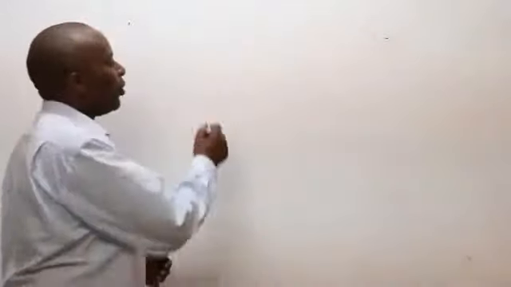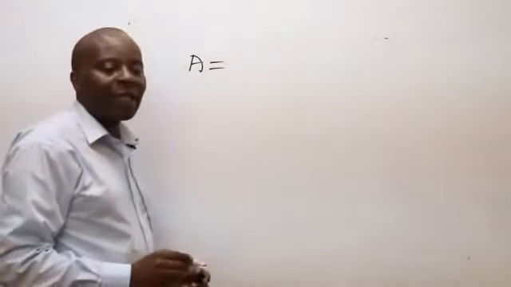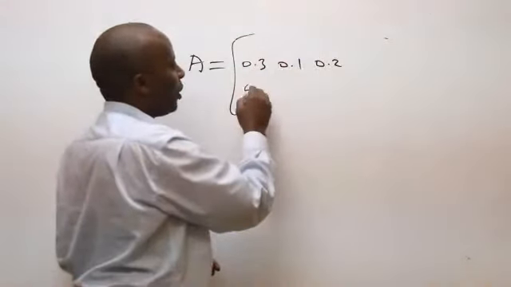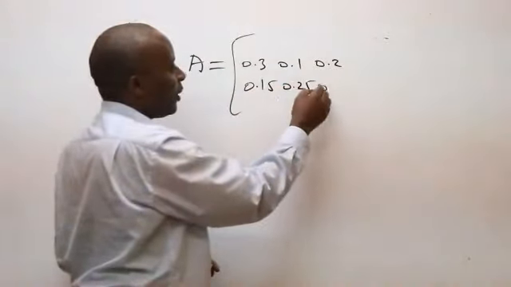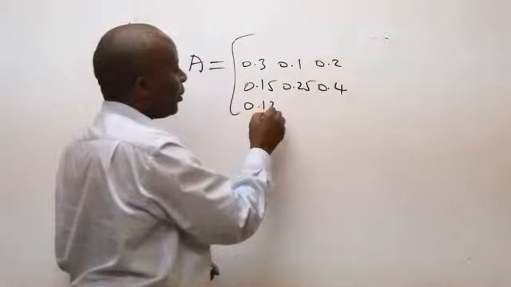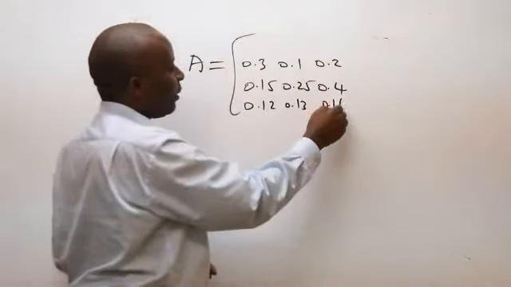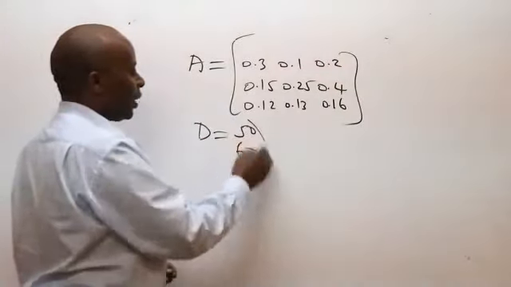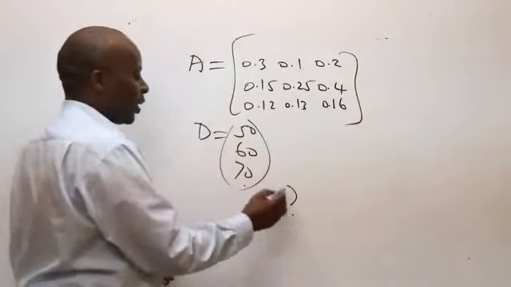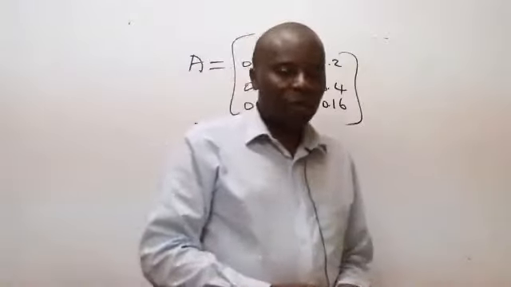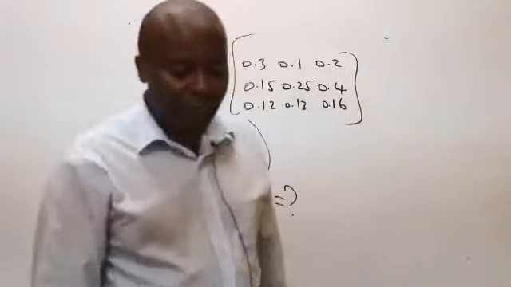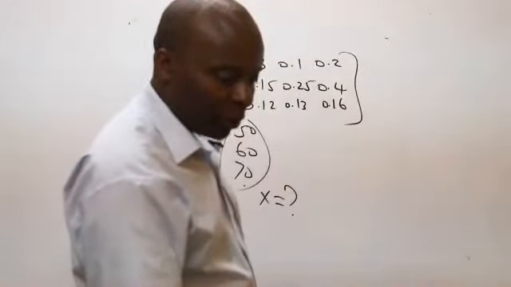If I was to be given a chance to set this exam of yours of August 30th, I'll come and give you a three sector thing. I'll give you A of 0.3, 0.1, maybe 0.2, 0.15, maybe 0.25, maybe 0.4, and so on. And then I'll give you D of say 50, 60, 70. And then I'll ask you to get for us the total output.